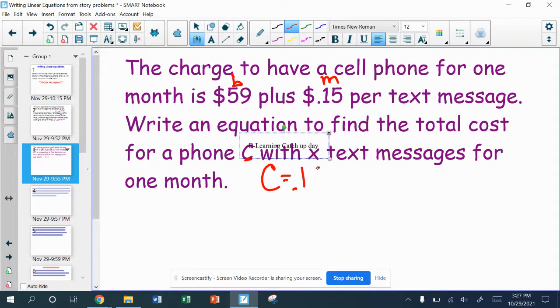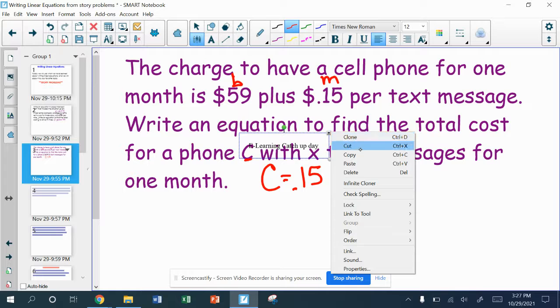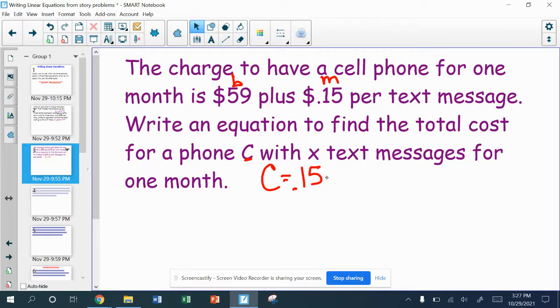Whoops, sorry about that. Let's see if we can delete that. 15 cents for every text message, plus the $59 that you were charged automatically just to have the phone plan.